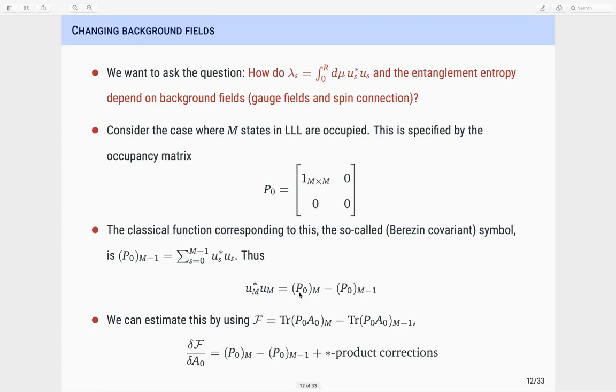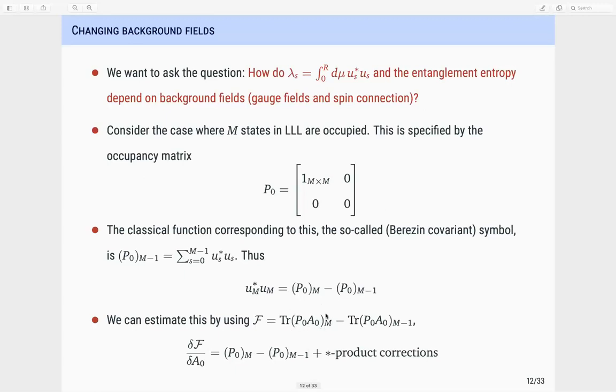The simplest way to do that is, rather than look at P naught by itself, multiply by some other function, some other matrix A naught. Call it A naught because it looks a little bit similar to the time component of a gauge field. Calculate this object and take the difference. This is exactly the kind of calculation you do when you do effective Hamiltonians or effective actions or droplets in quantum Hall systems. That's why I'm phrasing it in this language.